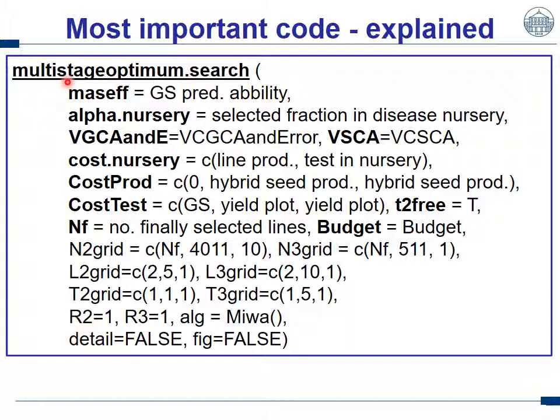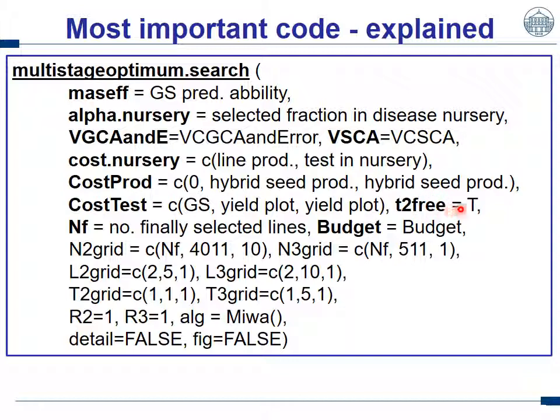Cost for testing, similar. You have a first option here to put your costs for genomic selection. When you have no genomic selection, you put here a 0. If you have genomic selection, you put its costs. And also for yield plot in the first yield testing and in the second yield testing, you put here a value inside.